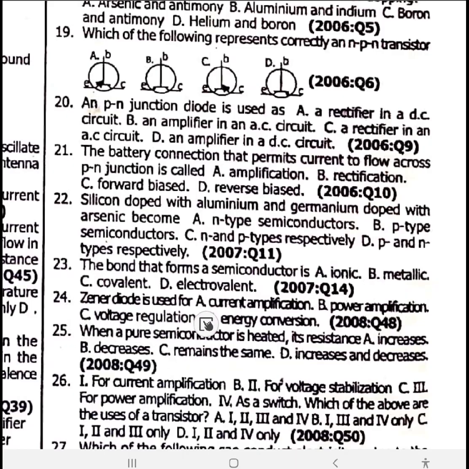a metallic bond. 24. Zener diode is used for voltage regulation. 25. When a pure semiconductor is heated, its resistance does what? Pure semiconductor, the resistance will what? Decrease. Option B. 25, decrease.